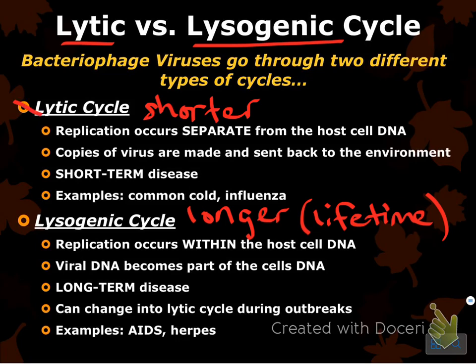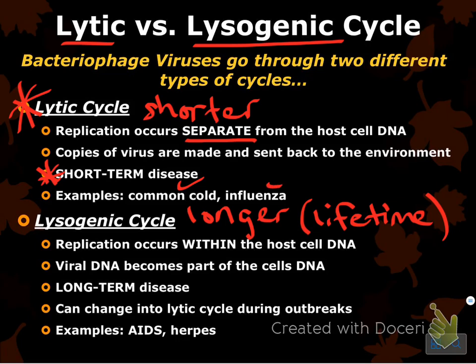So let's look at just the lytic cycle. So first of all, it occurs separate from the host cell DNA in terms of the replication. And then copies are made and sent back to the environment. Like I said, it's a short-term disease, such as the common cold, influenza.